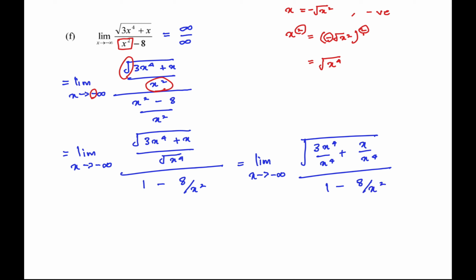So when we simplify this one, we can get 1 over x cubed, and then substitute negative infinity here. So this one becomes 0, this one becomes 0. So you have the square root of 3 divided by 1, which equals the square root of 3. So this is the answer for question F.